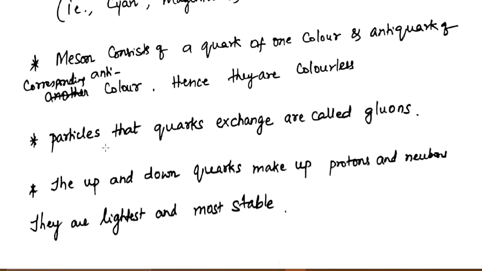A meson consists of a quark of 1 color and an anti-quark of the corresponding anti-color. Hence, they are colorless. That means a quark and an anti-quark combine to form a colorless particle. Particles that quarks exchange between them are usually called gluons. The up and down quarks make up protons and neutrons. They are the lightest and most stable quarks.